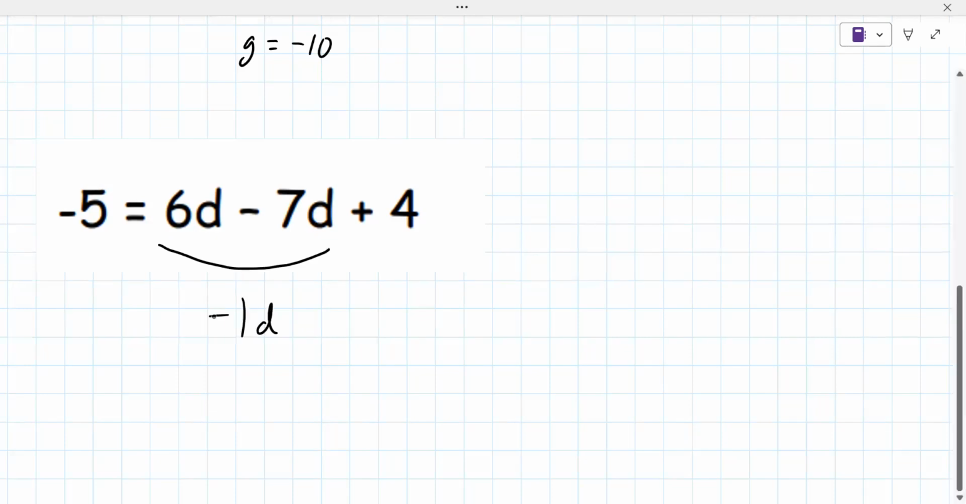My screen just went black. I don't know what happened. I've noticed the connection. There we go. Okay.